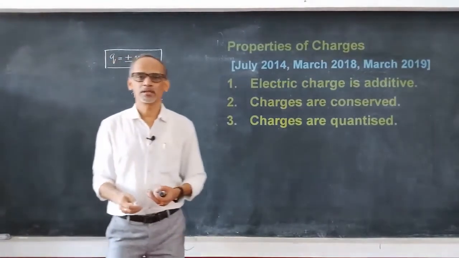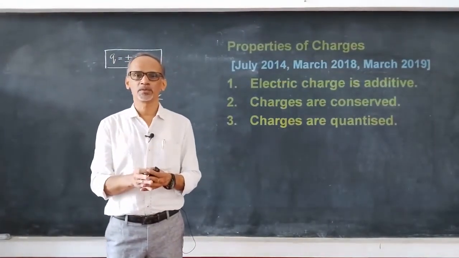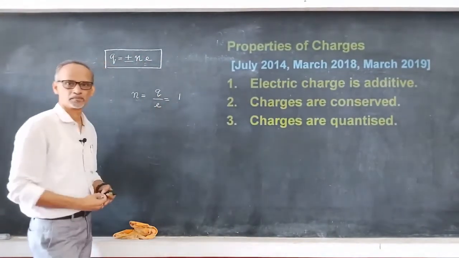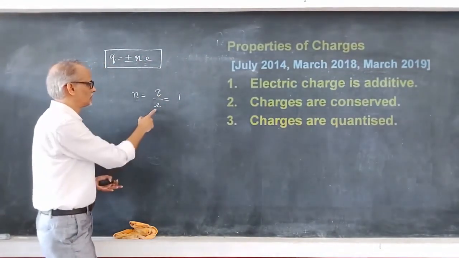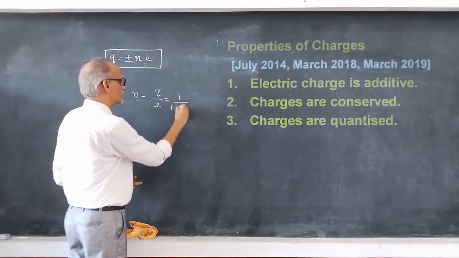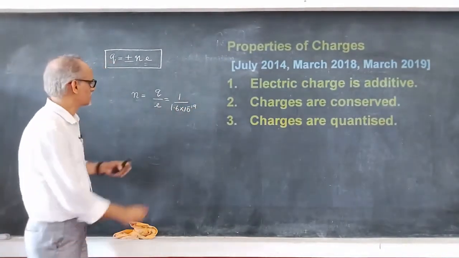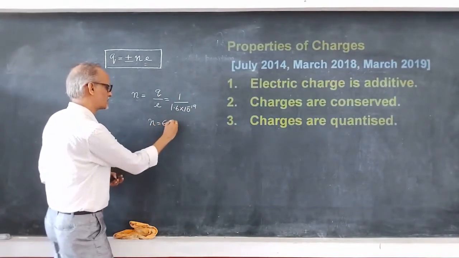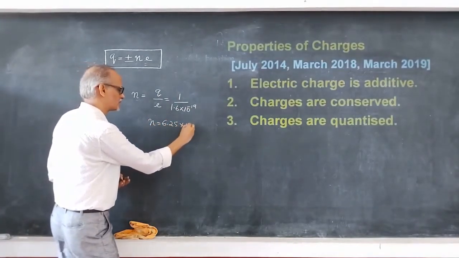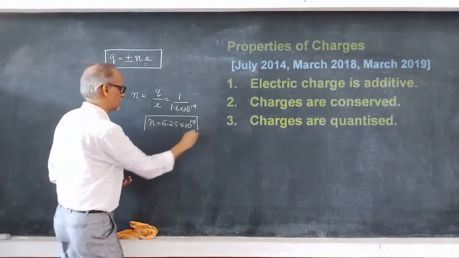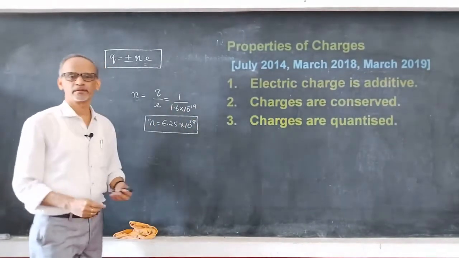Just imagine that on a body, the total charge is 1 coulomb. And the value of e, we know, is 1.6 into 10 to the power minus 19. When you simplify this using the calculator, you will get N is equal to 6.25 into 10 to the power 18. Take the reciprocal and then simplify, you will get this value.